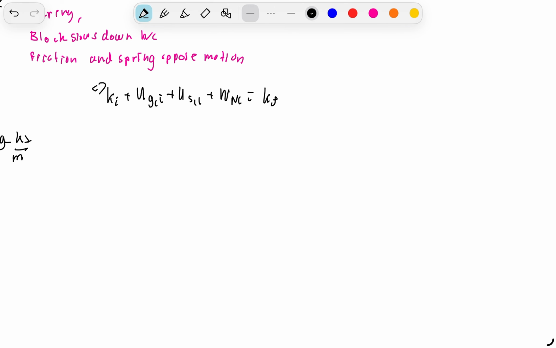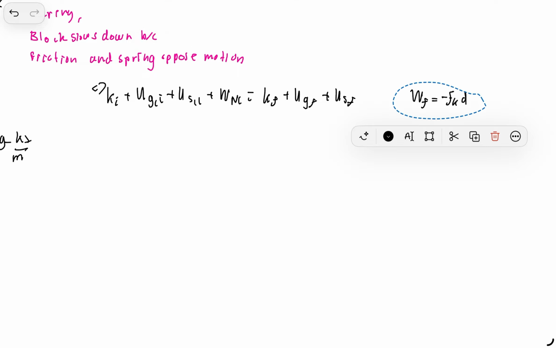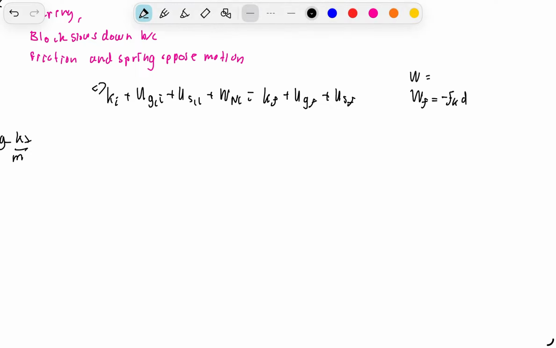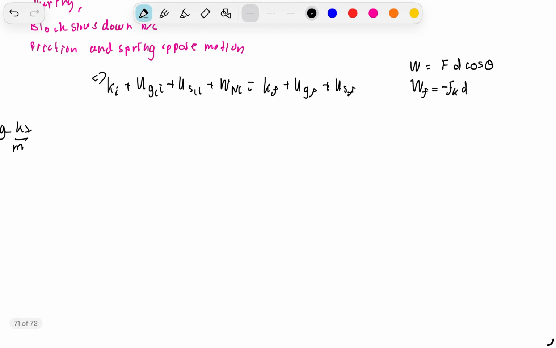And then we have K final plus UG final plus US final, and the work done by friction is going to be negative work. So we have negative Fk times the distance that it acted on. That makes sense because work is equal to force times displacement times the cosine of the angle, but the cosine of the angle is 1 here, so we don't have to include that. We're just looking at our force, and our frictional force times d gives the work done by friction.